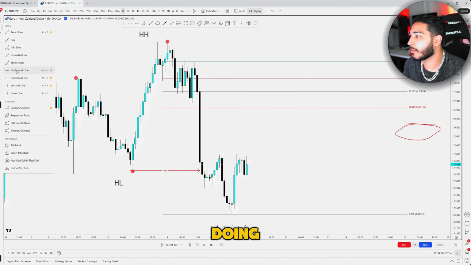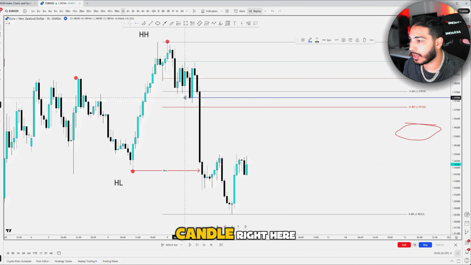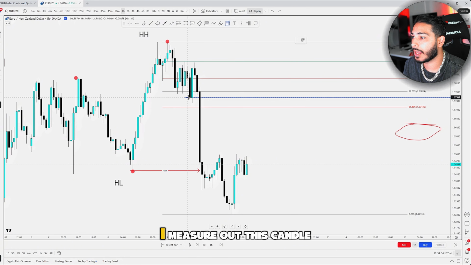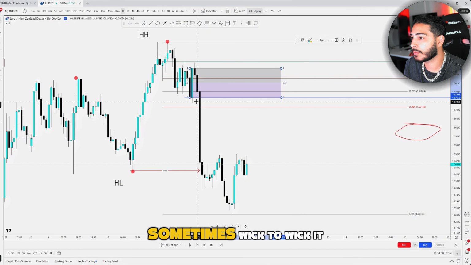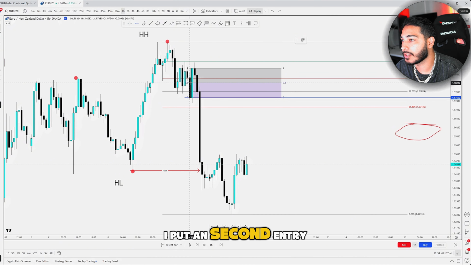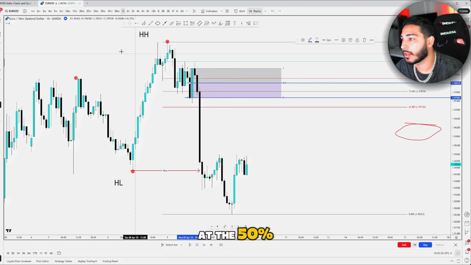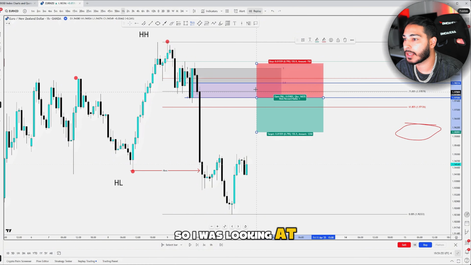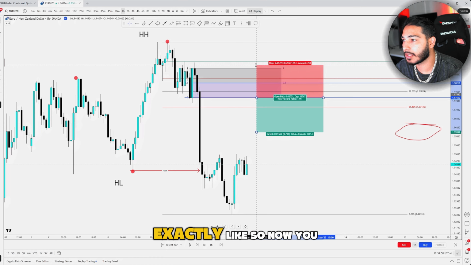So for me, what I'm doing is I'm looking at this candle right here. Now, what I like to do is I like to put two entries. I measure out this candle from the body to body, sometimes wick to wick, it just depends. But in this case, it was body to body, and I put an entry at the open. And then if it gets there, I put a second entry at the 50%, and then I put stops right above the high. So I was looking at a setup like this, exactly like so.